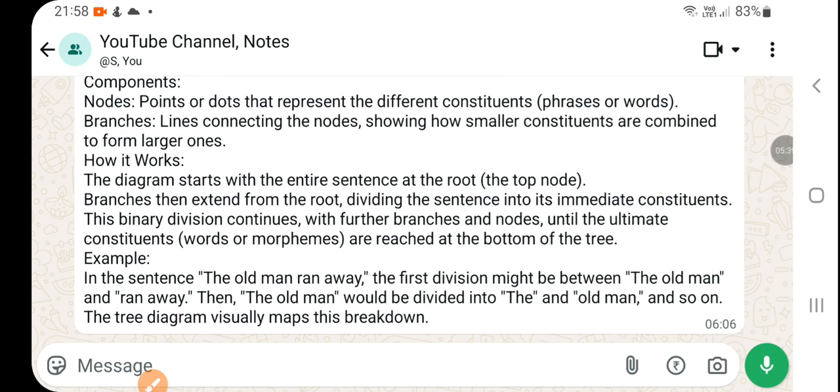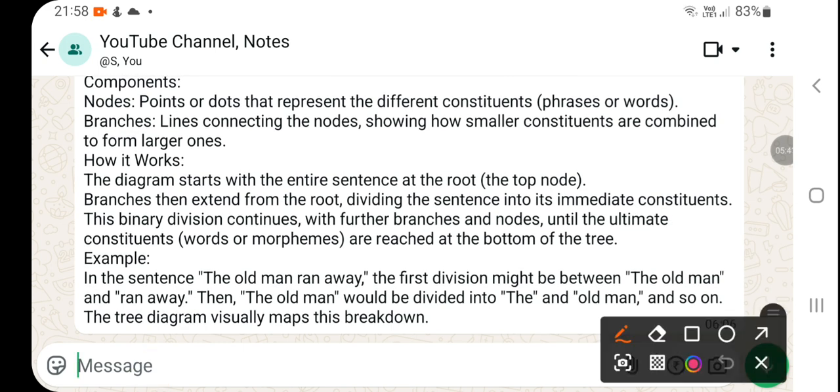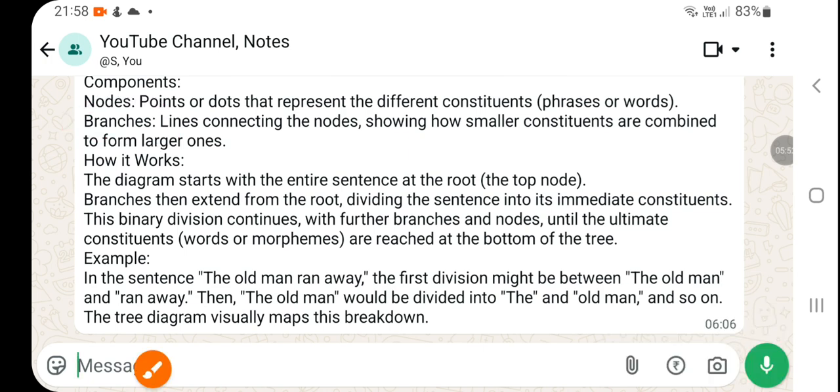Okay. Branches, what are branches? This is the branches. So a branch is a line connecting the nodes, showing how smaller constituents are combined, right, to form a larger one. And then how it works: the diagram starts with the entire sentence at the root or top.